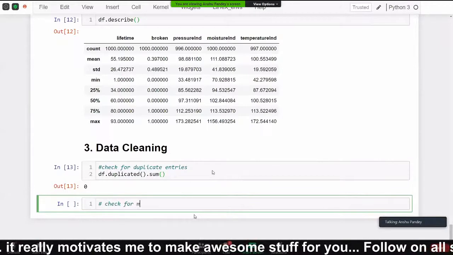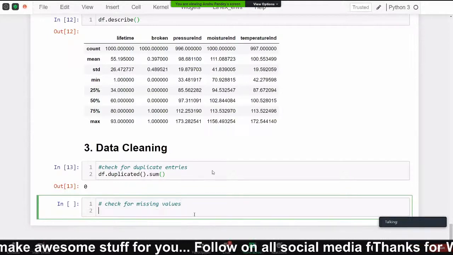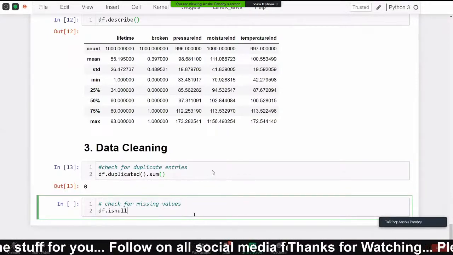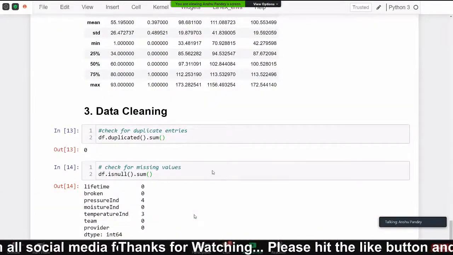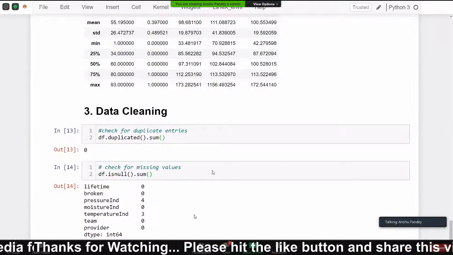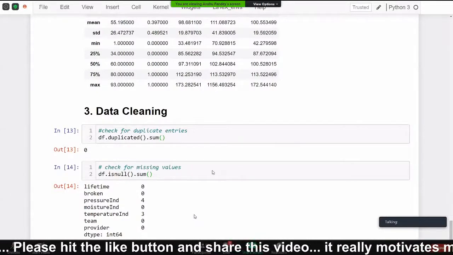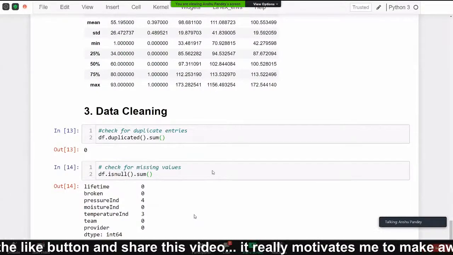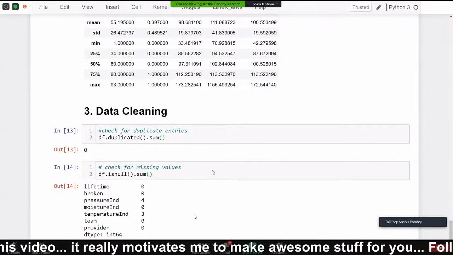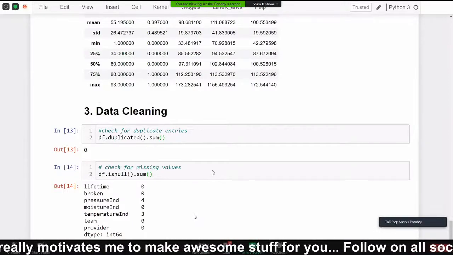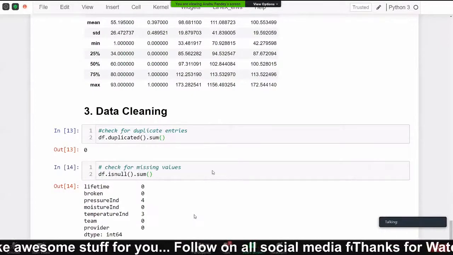Next, check for missing values. As you already know, we identified a few earlier, right? So df.isnull().sum(). We can look here that we have 4 values missing in pressure and 3 values missing in temperature, so a total of 7 values missing, and that's where you'd want to deal with them. One of the ways to deal with missing values is to drop those rows wherever there's a missing value.